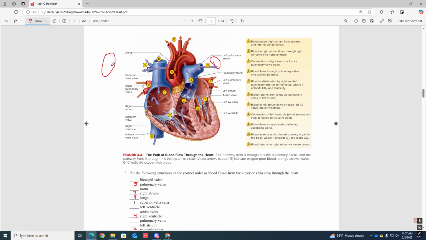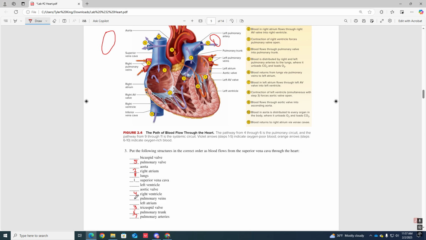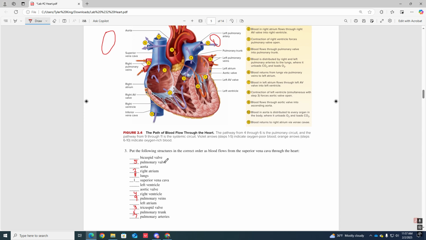Once it's done being oxygenated in the lungs, the blood is going to come back through the veins, because remember, veins always go backwards, right? And the reason why it's red here, why it's pulmonary veins and it's red, is because the blood has been oxygenated. So pulmonary veins, this would be number 9. What's the first structure it enters? Right atrium over here. This one must be the left atrium. Number 10.